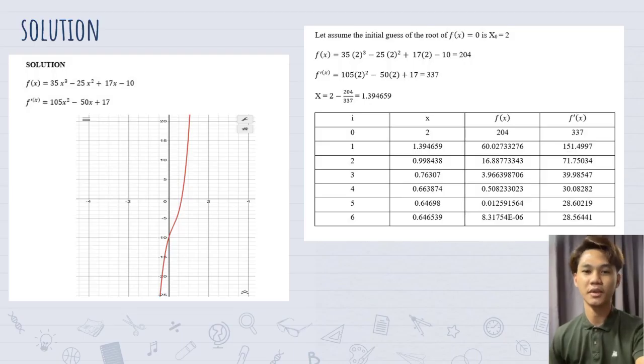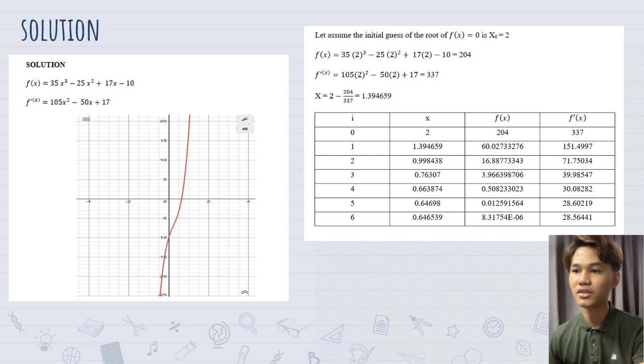Assalamualaikum. My name is Izani Faizi bin Ibrahim. My matrix number is AF2001-804. Today I will talk about the solution for this problem. Firstly, the equation for this problem is 35x cubed minus 25x squared plus 17x minus 10. We differentiate this equation and we get the new equation, which is f prime x equal to 105x squared minus 50x plus 17. And we get this graph from this equation.